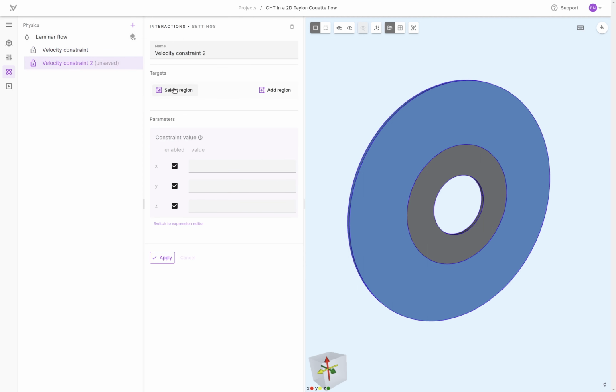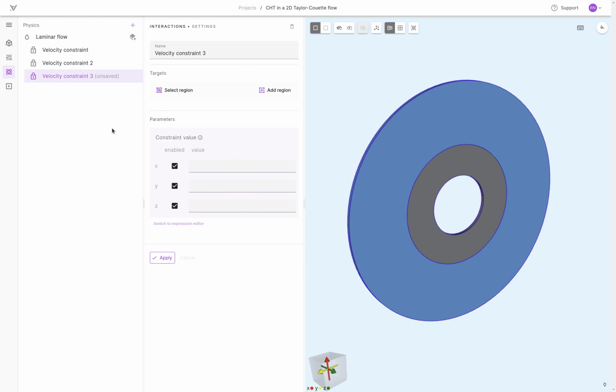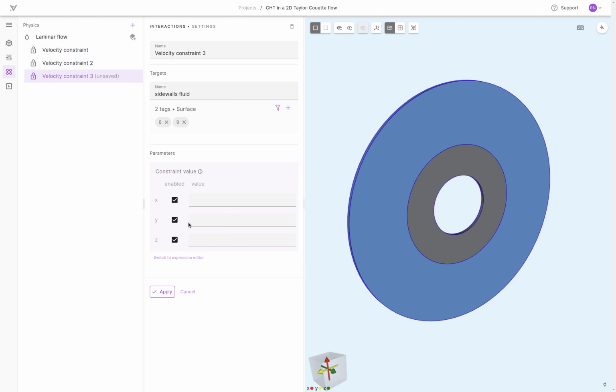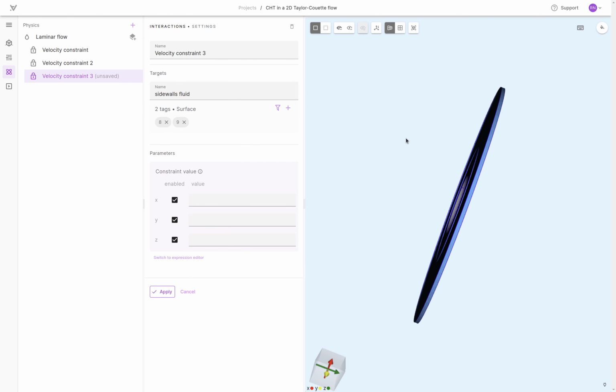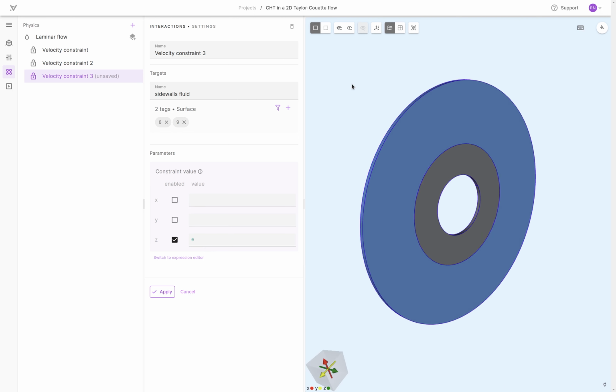We add another velocity constraint interaction. This time we select the interface surface where the no slip boundary condition is applied. Hence, all the components of the velocity would be equal to 0. The last velocity constraint would be applied on the side walls of the fluid. So here we need to ensure that the z component of the velocity is 0. So we set that to 0 and disable the x and y components, as these will be calculated during the simulation on the side walls.